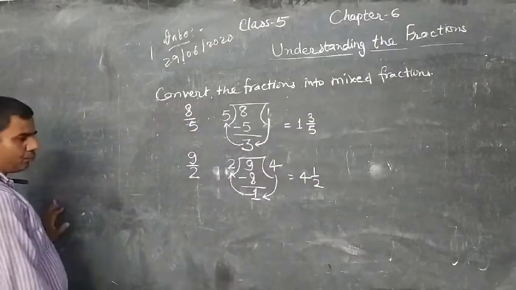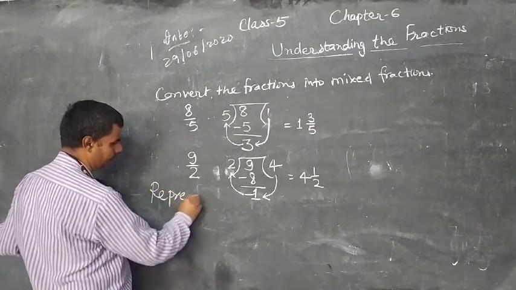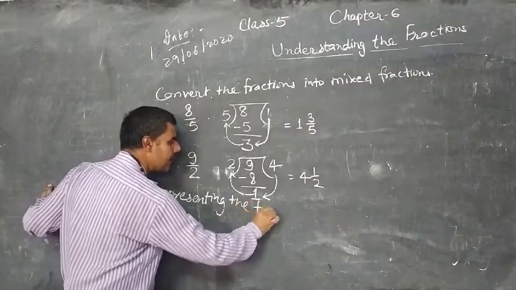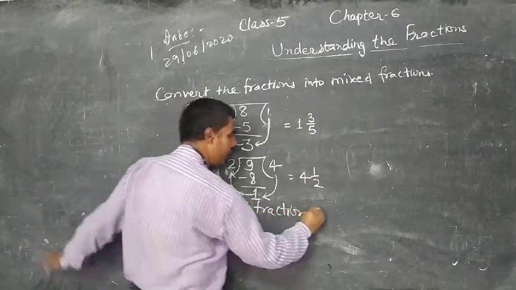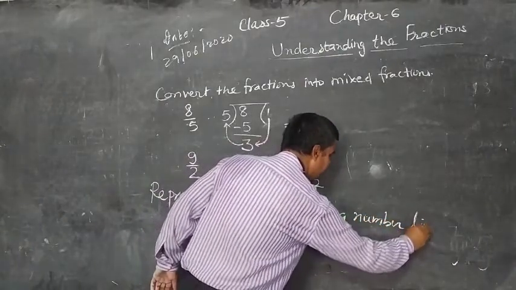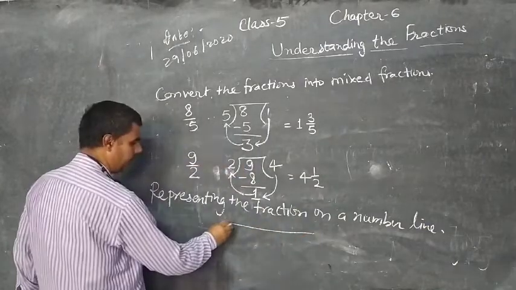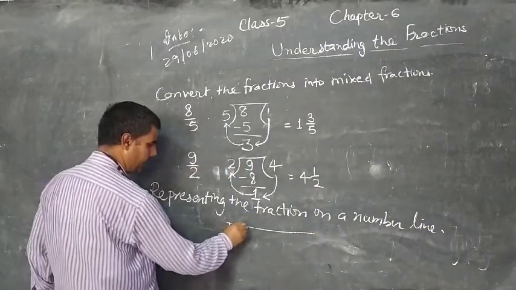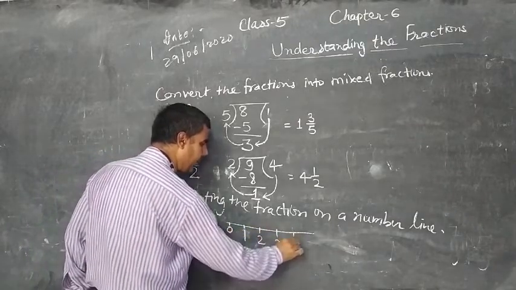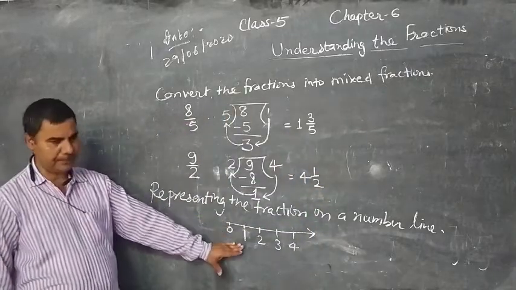Now we will learn representing the fractions on a number line. What is a number line? A line in which numbers are written from 0, 1, 2, 3, 4 and so on. Yes, this is a number line.